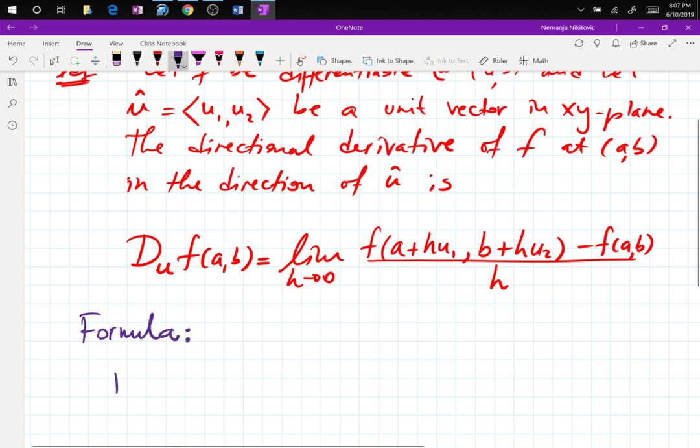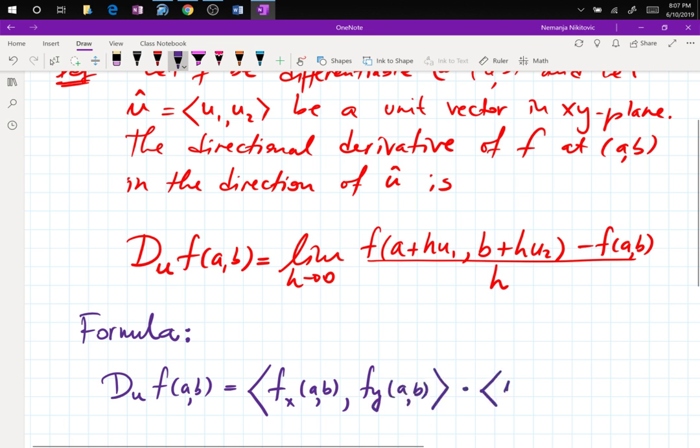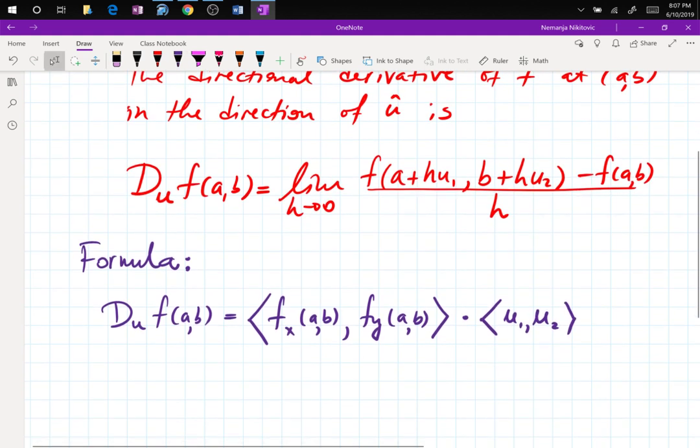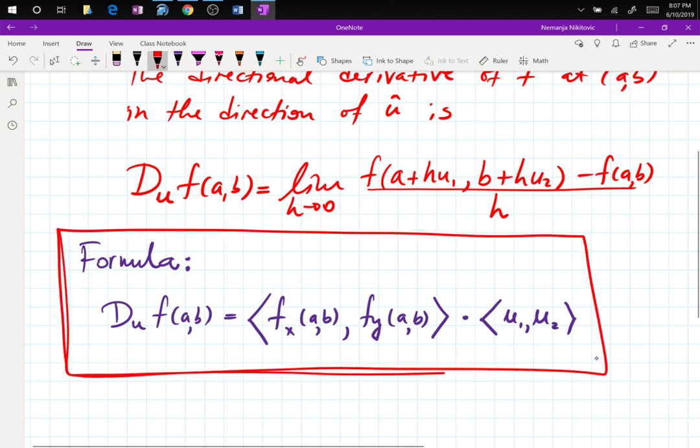which says that the directional derivative in the u direction of f at (a, b) is going to be the dot product of fx computed at (a, b), comma fy. So these are the partial derivatives computed at (a, b), dotted with the unit vector (u1, u2). So this is the way to compute the directional derivative.